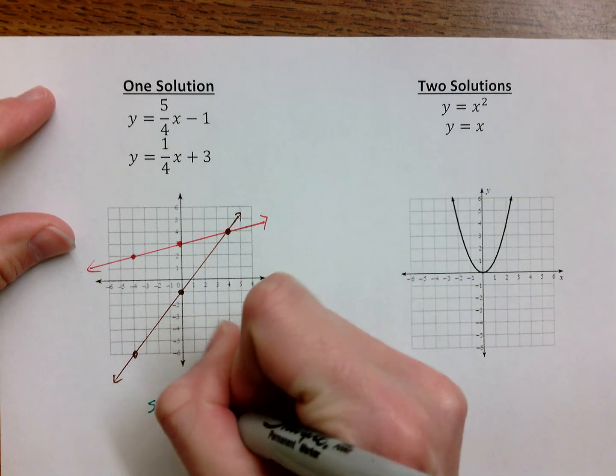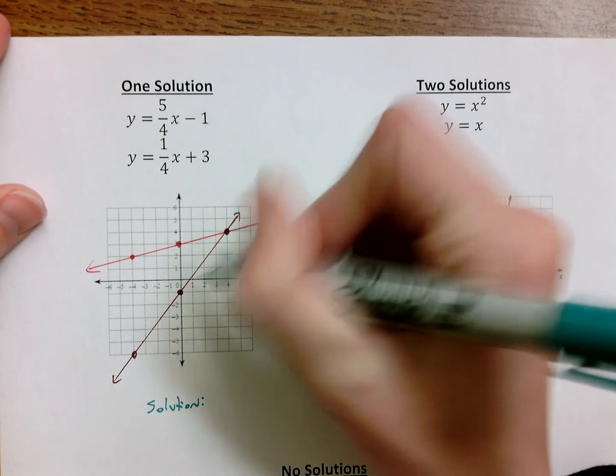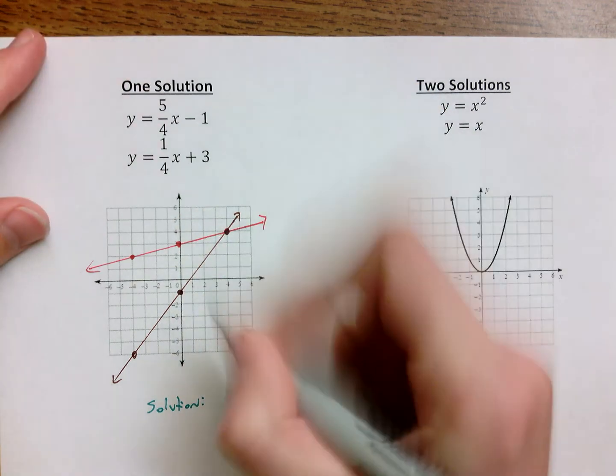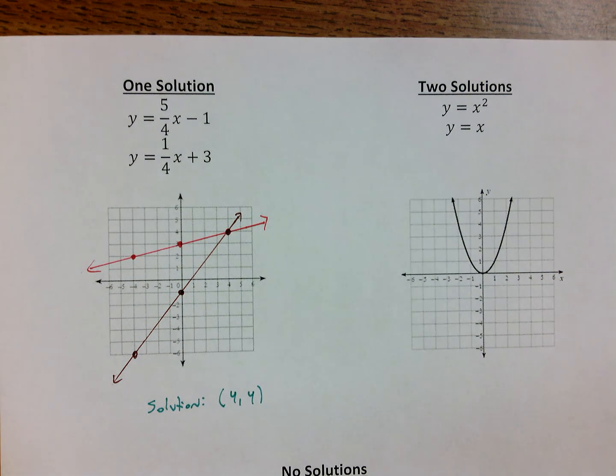Just like the ones we did on the front page, those only had one solution. This one's going to be this point right here. So that's run to 4, jump to 4. So that's the point (4, 4). That's my solution. So that's got one solution. They only cross each other once.